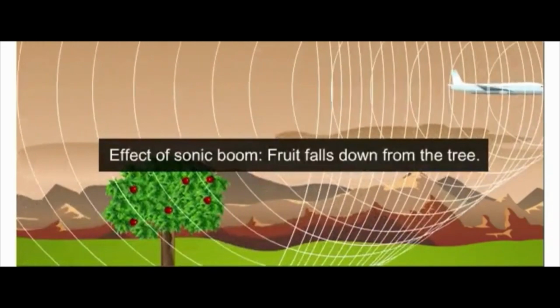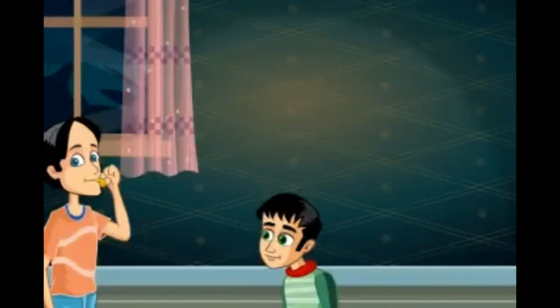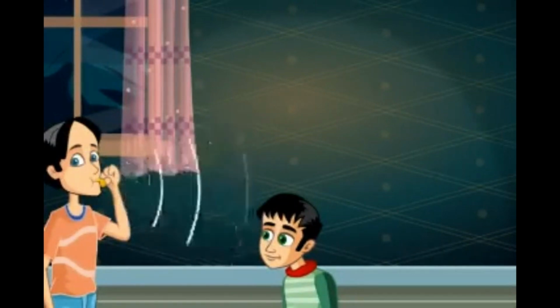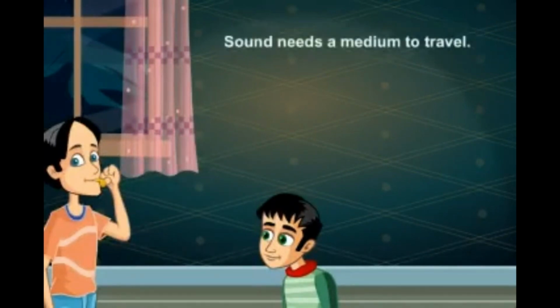Effect of sonic boom. Fruit falls down from the tree. You see these two guys on the screen? Now one of them whistles and the other one listens. How does the sound travel? It's actually traveling through air. Sound needs a medium to travel. It cannot travel through vacuum.